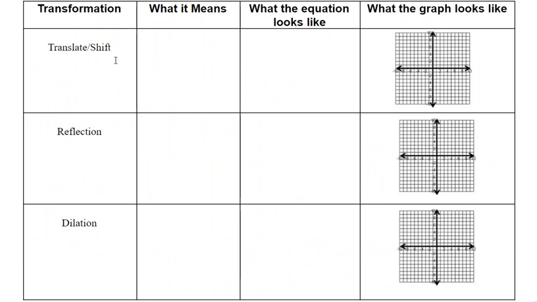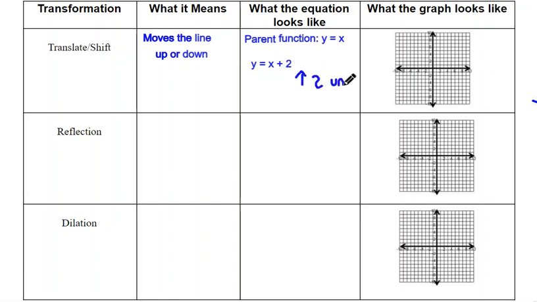All right, so let's review this real quick. Translating, what does that mean? Well, translating means that we are moving the line up or down. All right, and we looked at that, right? So the parent function is y equals x. If this is y equals x plus 2, that means we're translating it. That means it's going up 2 units, right? So that means the y-intercept's getting slid up, right?